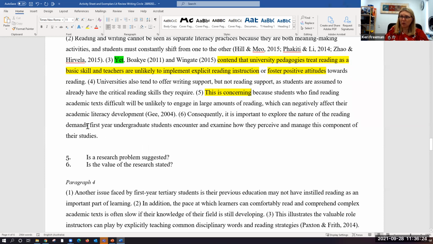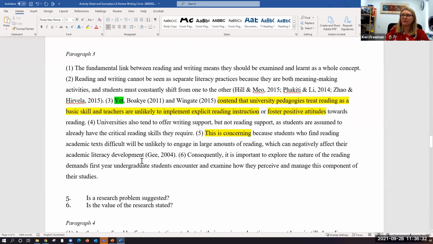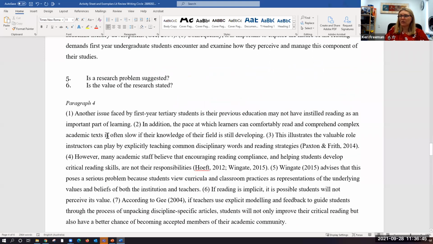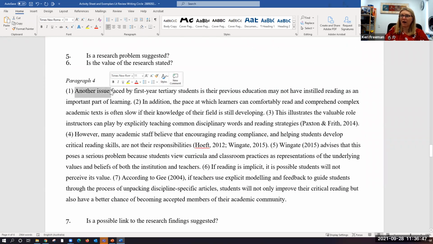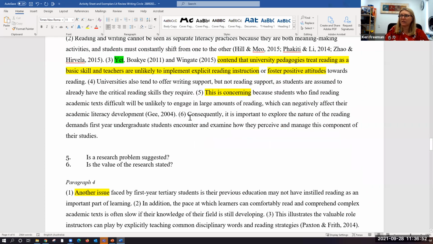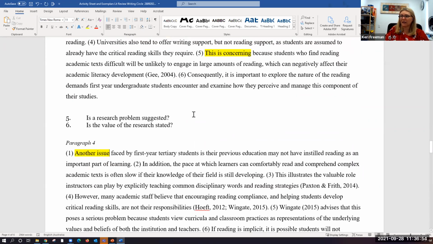Consequently, we need to explore the reading demands and examine how they perceive and manage this component of their studies. So again, the value is being stated in here by saying, again, reading and writing are really important. They're interlinked. There's writing support, there's not reading support, and so on. So there's another issue. So this is how that is leading on. So this was all about the fact about how much reading there is.